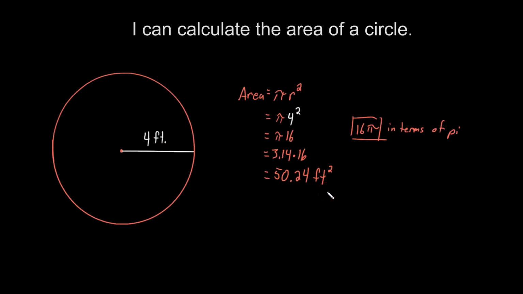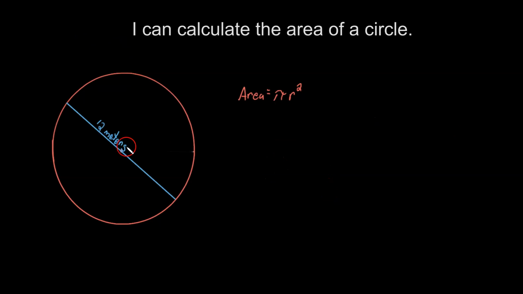Now let's look at one more example where we are given the diameter. So we're given this circle right here, and it's got a diameter of 12 meters. And let's remember our area formula is pi r squared. However, we are not given the radius, but we can find out what the radius is. Let's recall that when converting diameter to radius, diameter is equal to 2 times the radius, or 2r. So in this situation, we are given that the diameter is 12 meters. So this would be 12 equals 2r.